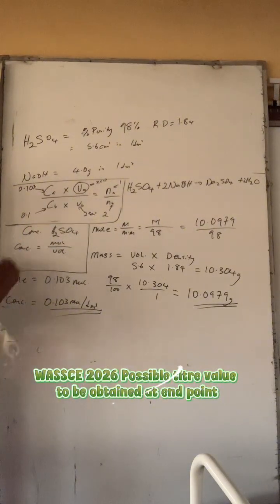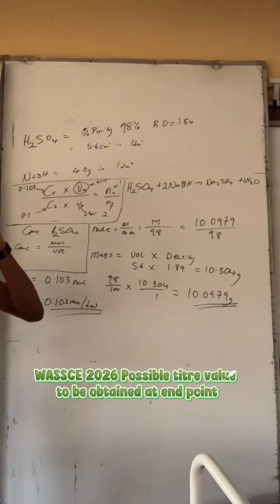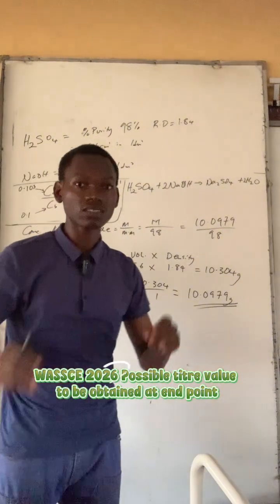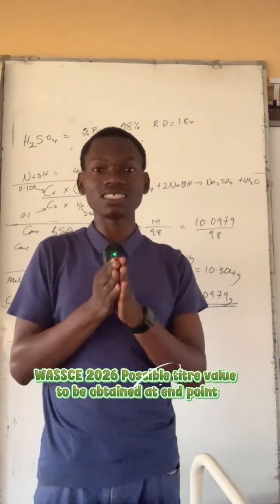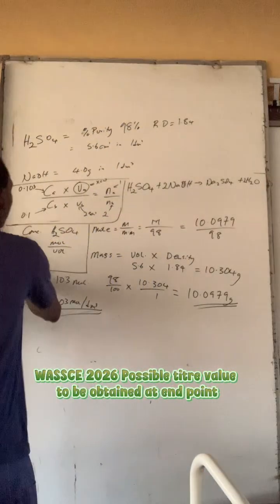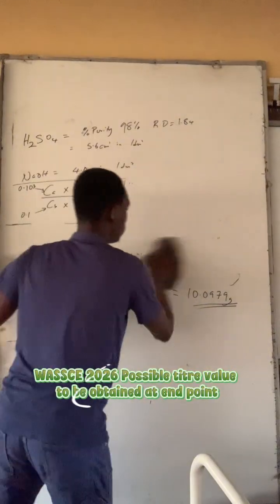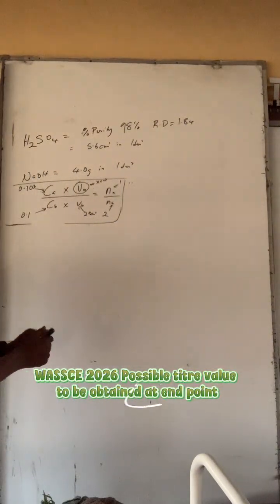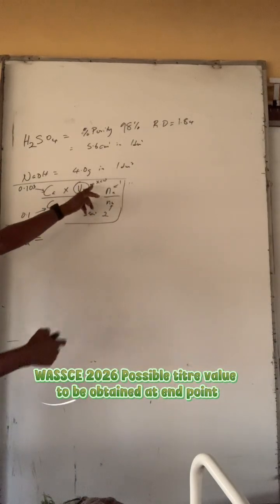All right, so we've gotten our concentration of the acid to be 0.103, concentration of the base 0.1, volume of the base, which is the pipette, 25, number of base 2, and number of acid 1. Let's simply calculate the average volume of the acid that will be used whenever we carry out the titration. That's our main point here. So let's do that using our CAVA formula, making VA the subject of the formula.